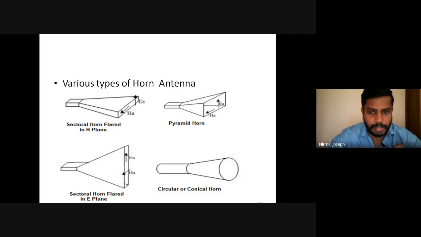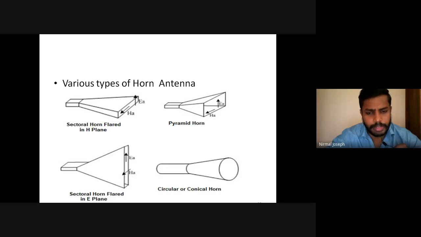And what about the pyramidal horn? This is the most common one we are using. In the pyramidal horn, flaring has been done in both planes, the E plane and the H plane. The width is increased, and the height is also increased. So the resultant has the shape of a pyramid, and it is called a pyramidal horn. Then this is the circular or conical horn antenna.